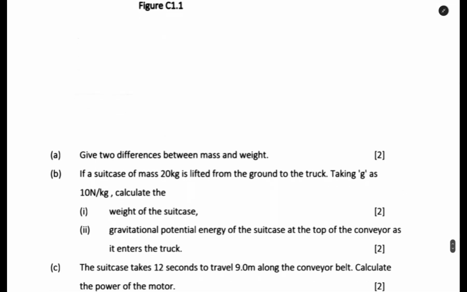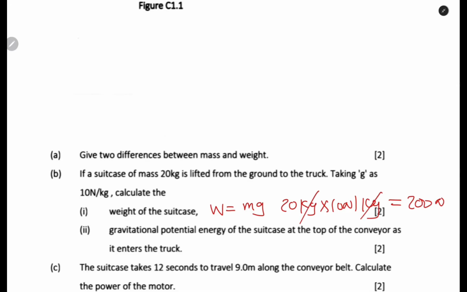Then for question B, the suitcase of mass 20 kg is lifted from the ground to a truck. Taking gravity as 10 Newton per kg, find the weight of the suitcase. So weight is equal to mass times gravity. We are going to say 20 kg multiplied by 10 Newton per kg, and this is going to give us 200 Newton. Okay, kg and kg cancel.